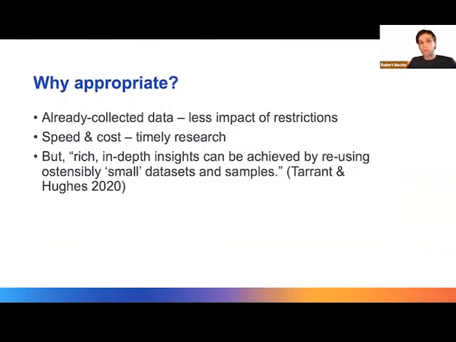So why is it appropriate in the lockdown? Well, it's already collected data, it's less affected by social and physical restrictions, and there's a speed and cost saving, so you can produce timely research in some circumstances. But even so, rich and in-depth insights can be achieved by reusing ostensibly small data sets and samples, by revisiting and repurposing old or previously collected data.